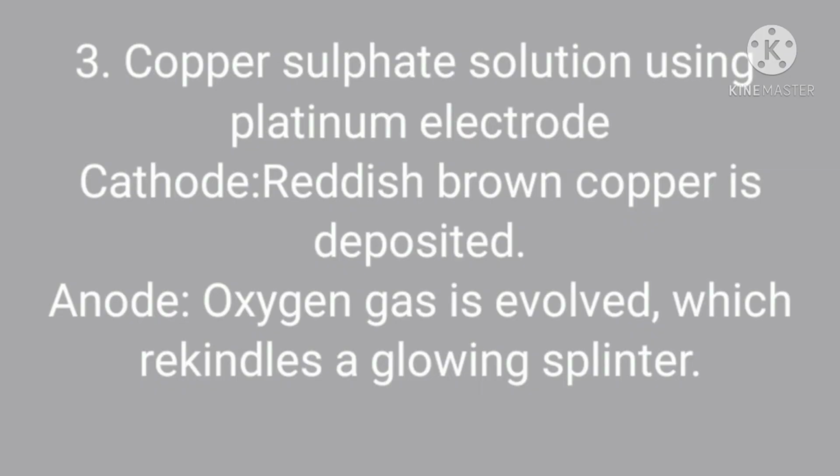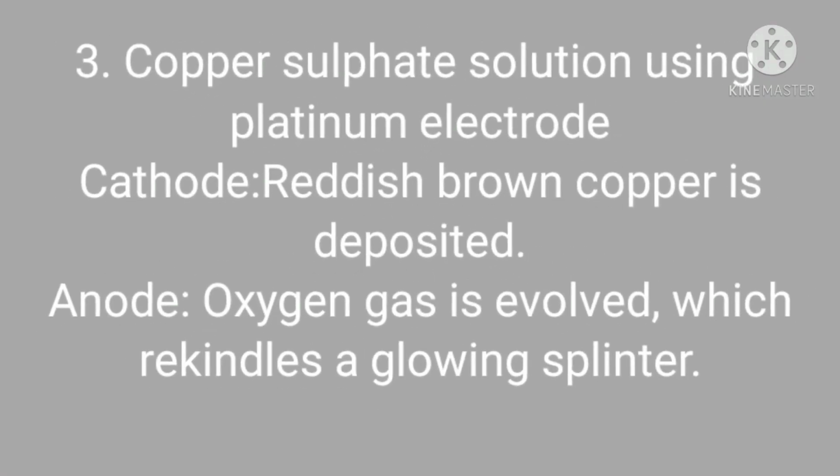Next topic is electrolysis of copper sulfate solution using platinum electrode. The cathode observation is reddish brown copper is deposited. The anode observation is oxygen gas is evolved, which rekindles a glowing splinter. So the product at cathode is copper and the product at anode is oxygen gas.